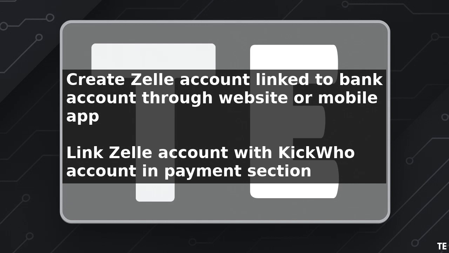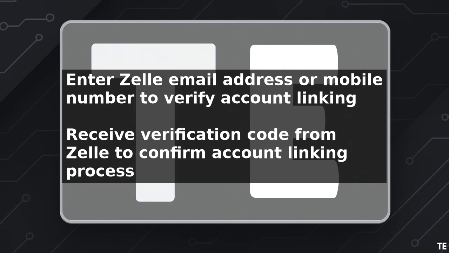To do this, log into your Kickwho account and navigate to the Payment section. Click on the Add Payment Method button and select Zelle as your preferred payment option. You will be prompted to enter your Zelle email address or mobile number associated with your Zelle account.